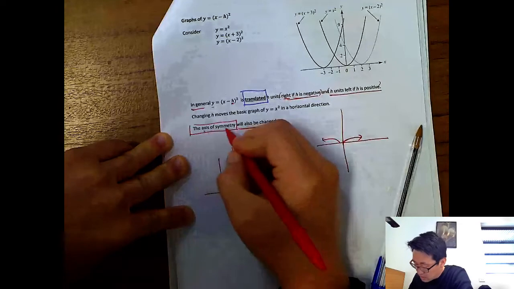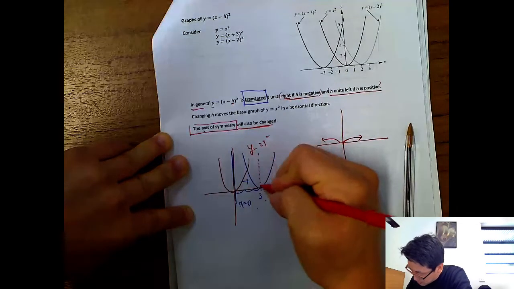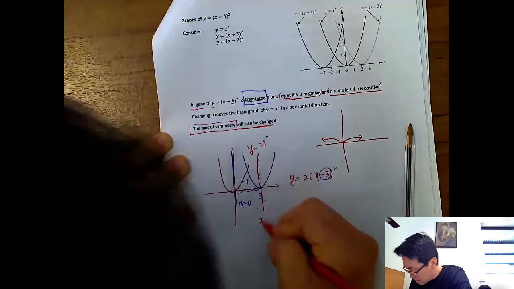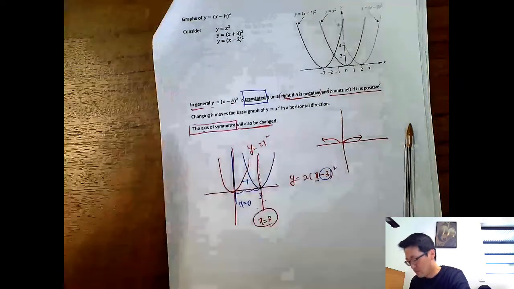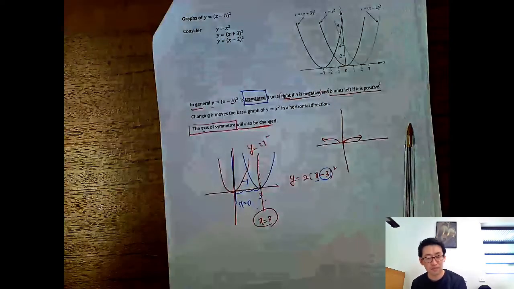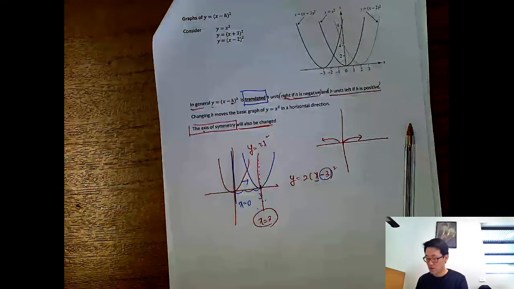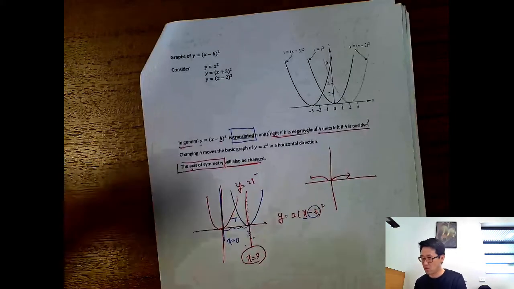Therefore, the axis of symmetry is what? x equals 3. That's simple enough, isn't it? Doesn't matter how much you move, the axis of symmetry is moving. That makes sense. I don't think I need to explain that part.